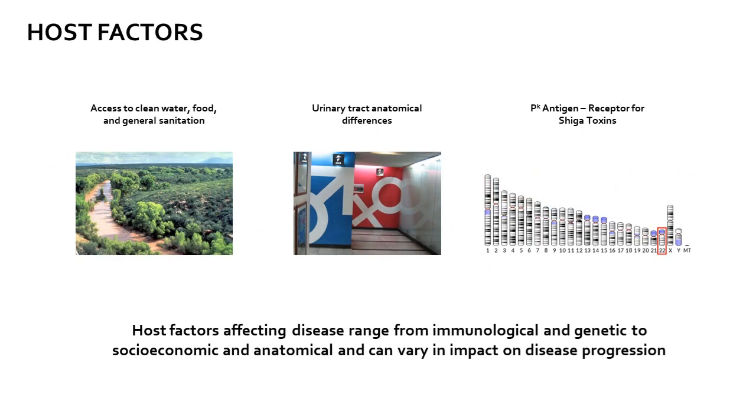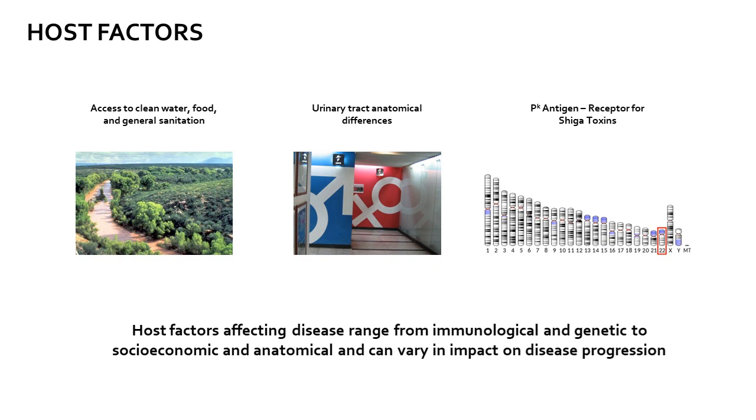E. coli spreads via the fecal-oral route. As such, environmental factors such as access to clean water, contaminated food, and general sanitation play a significant role in disease transmission. Age and the general state of the immune system also play a significant role in disease progression and pathogenesis. Immunocompromised individuals are, as an example, at a significantly higher risk of serious complications from the adherent invasive strain phenotype.